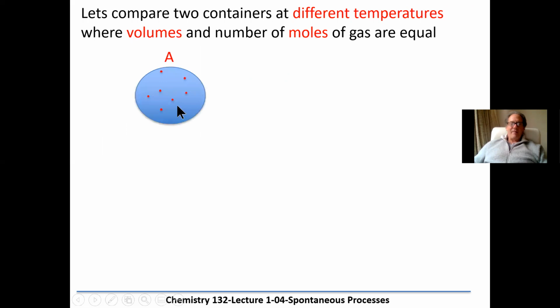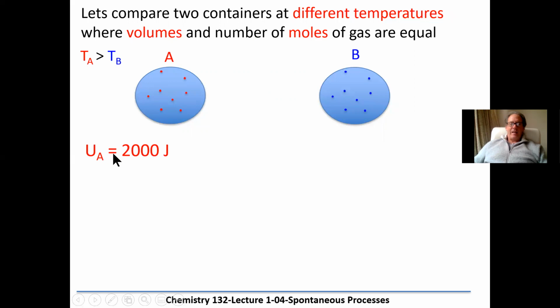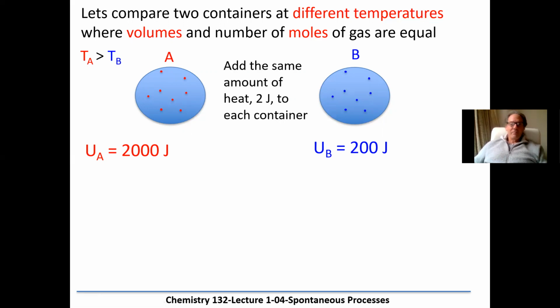So here's our example. We have a gas A at a higher temperature and the same number of particles of gas B at a lower temperature. So we're going to say that for A, the amount of internal energy of this system is 2,000 joules. And the amount of internal energy of the colder system is 200 joules. Because we know at a higher temperature, the particles are moving faster. They're going to have more internal energy than the particles at a lower temperature. They're not moving quite as fast.